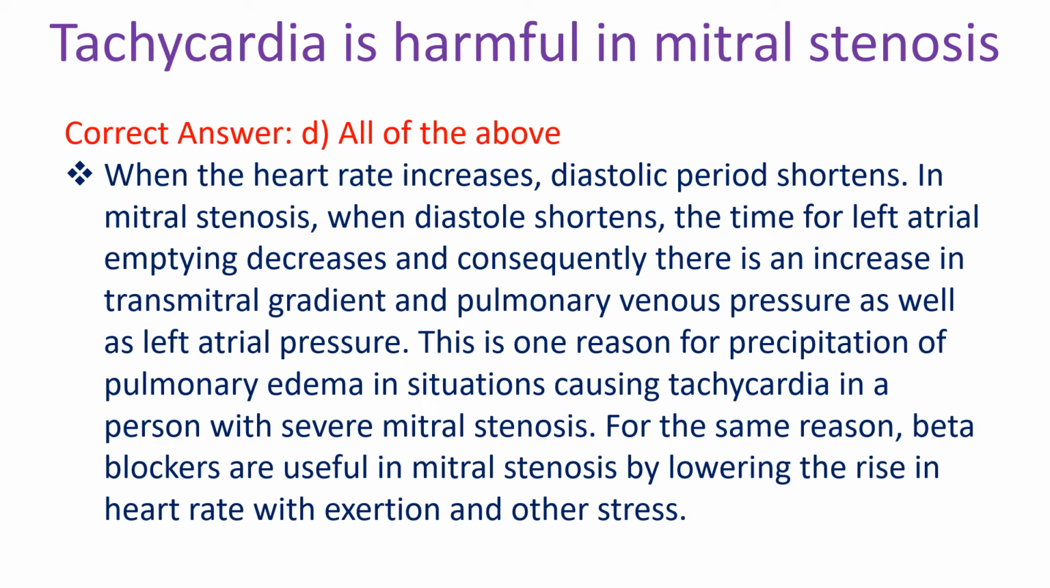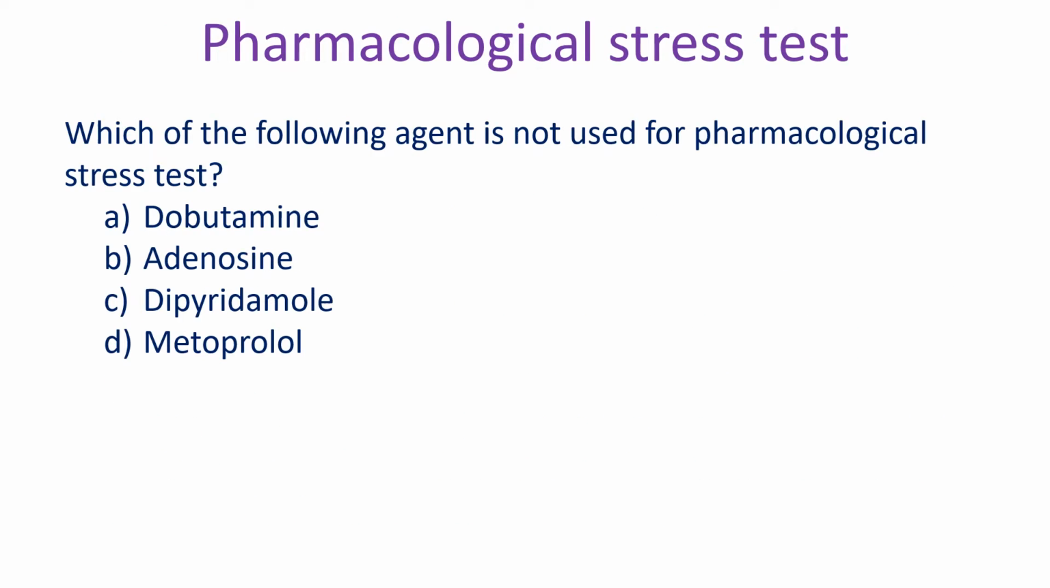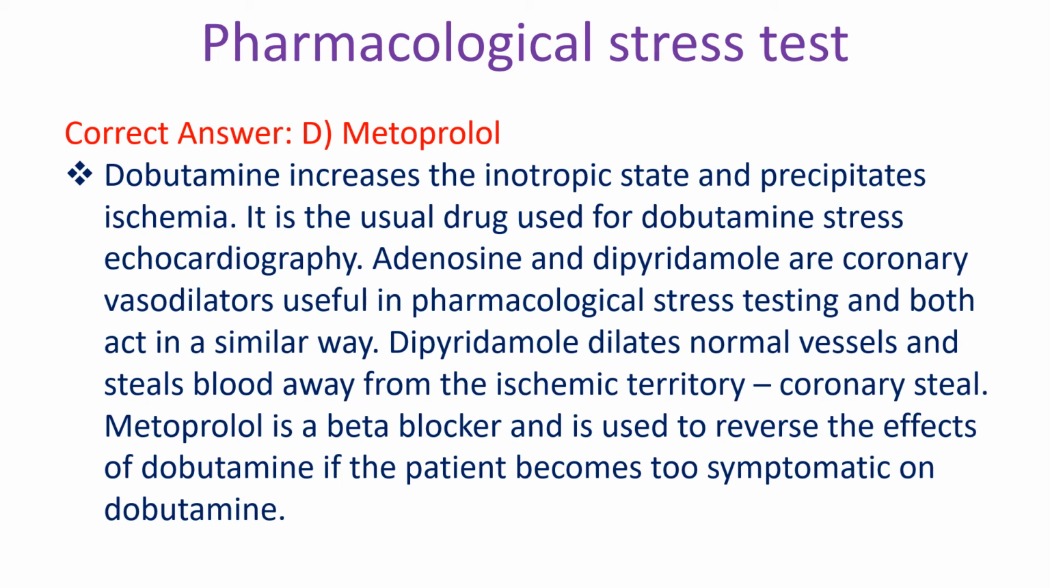For the same reason, beta blockers are useful in mitral stenosis by lowering the rise in heart rate with exertion and other stress. Which of the following agents is not used for pharmacological stress test? A. Dobutamine, B. Adenosine, C. Dipyridamole, D. Metoprolol. Correct answer D.